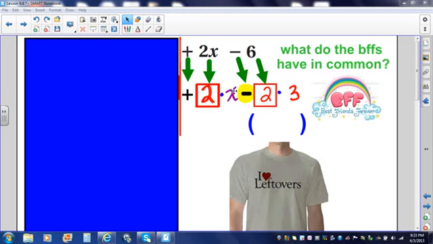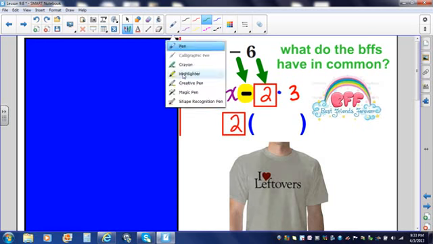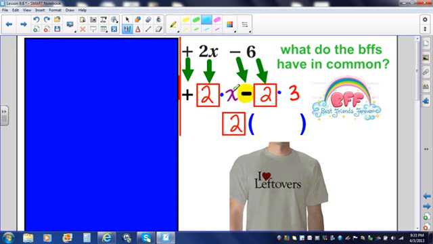Now let's look at the right side of our polynomial. Ask yourself, what do the BFFs have in common? Well, they both have the number 2 in common. So I'm going to stick the number 2 out here, what they have in common. I love leftovers. Leftovers go inside the parentheses. So we have an x, we have a subtraction or a negative, and we have a 3. So we're going to put our leftovers here inside the parentheses.